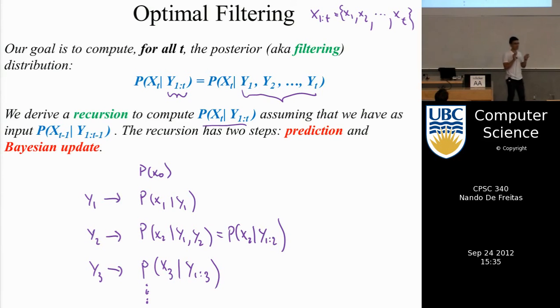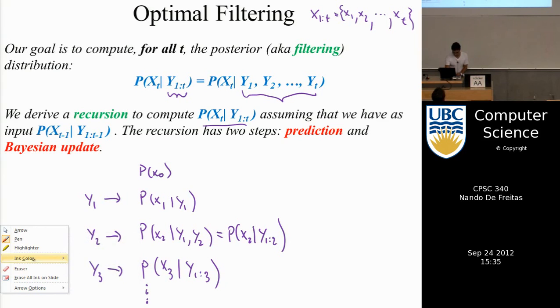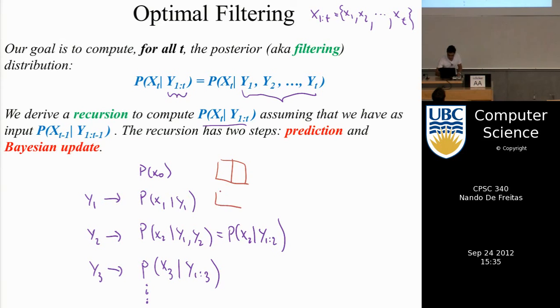We're going to break this a little bit more into two steps called prediction and Bayesian update. But essentially, this is what we're doing. Every time we get a new observation, we recompute our posterior probability. This is very important to keep in mind. Each of these is a table like this, because it's always a distribution.